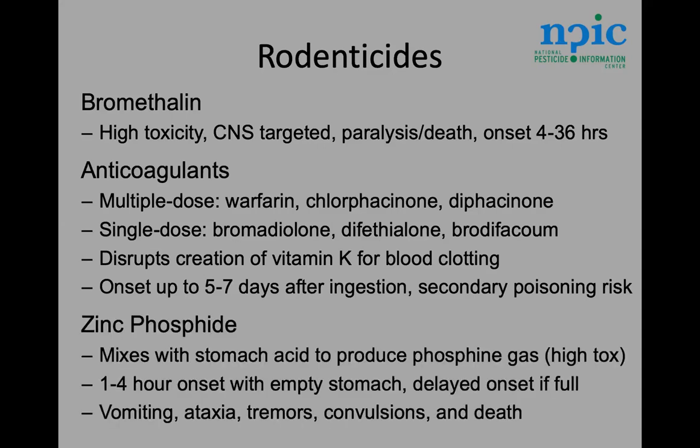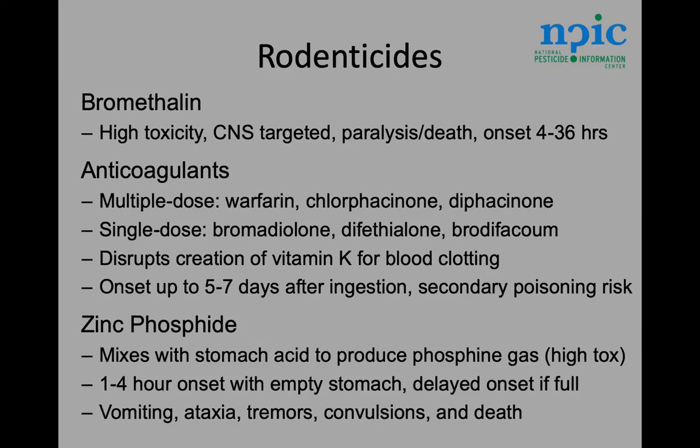Another rodenticide that we hear a lot about is zinc phosphide. So zinc phosphide is often pelleted and it's used for burrowing rodents. The idea is that once it mixes with stomach acid, that stomach acid causes it to produce a gas, and the phosphine gas is highly toxic. With rodents, they don't have a vomit reflex, so they're going to keep that in their system until death.